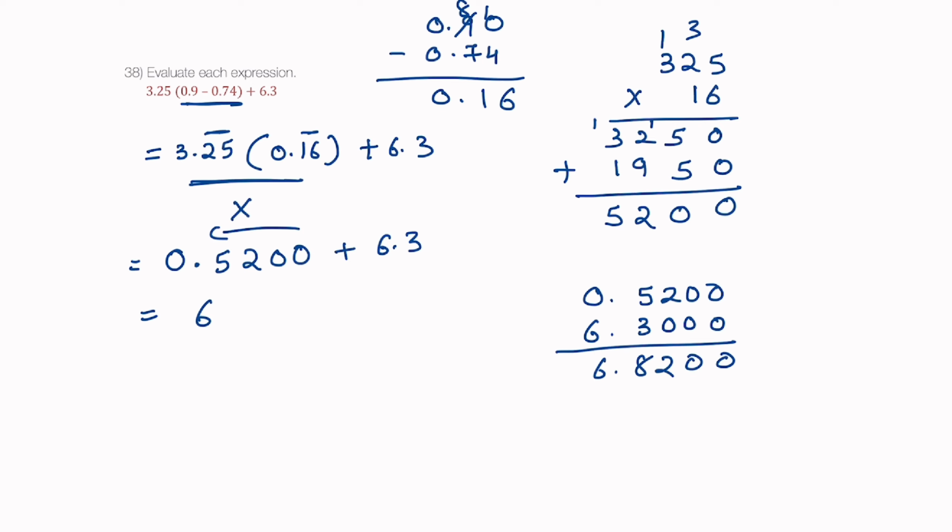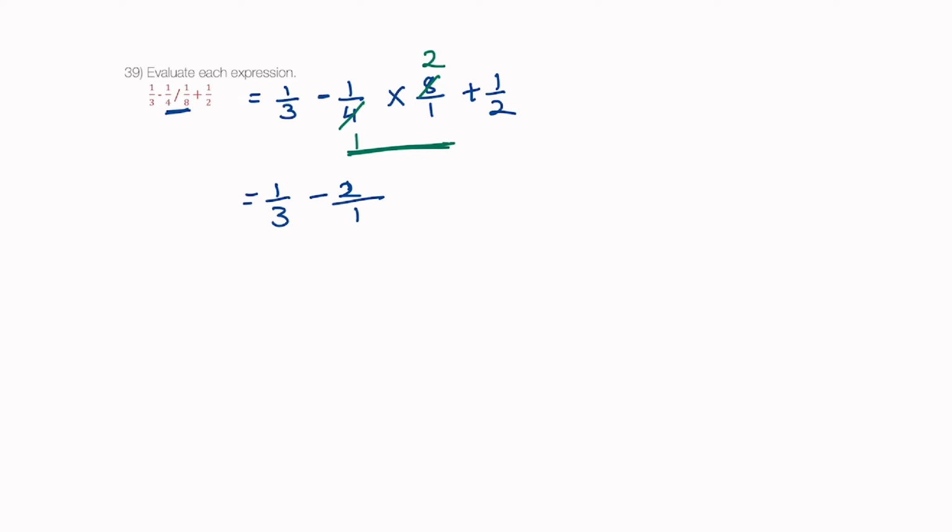Answer is 6.82. Question 39. What does it say? So there's a mix of minus, plus, and division. How are we going to solve this? Remember the rule. We are first going to do this division over here.